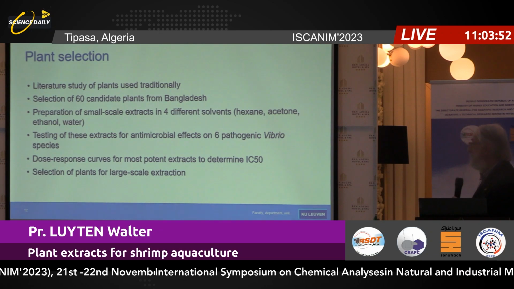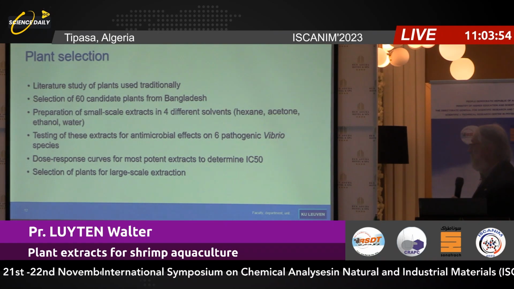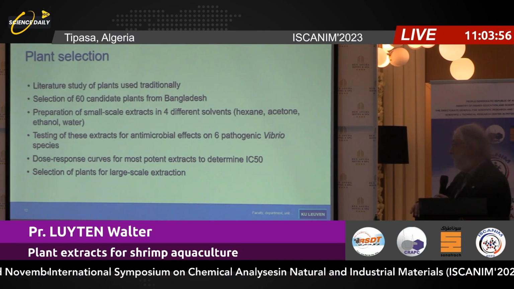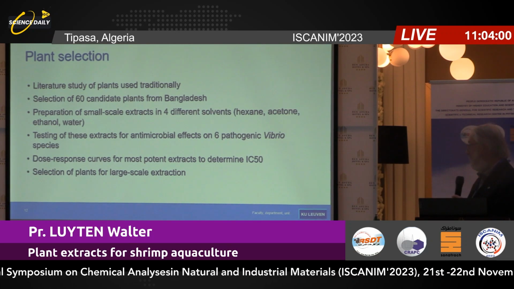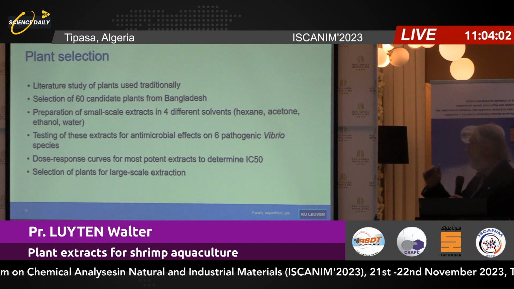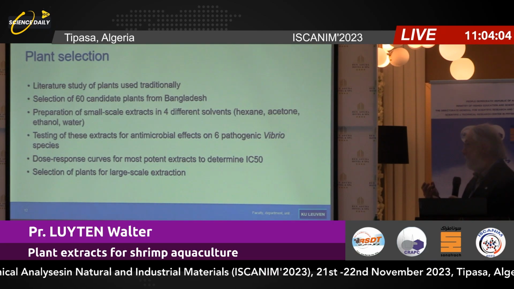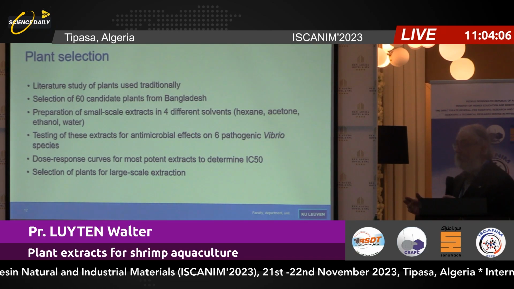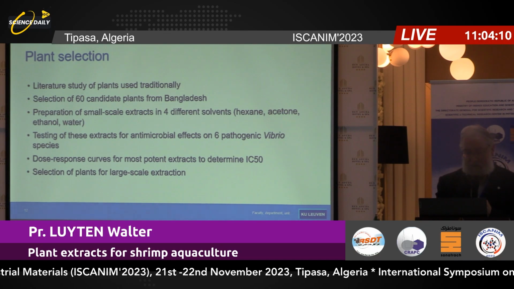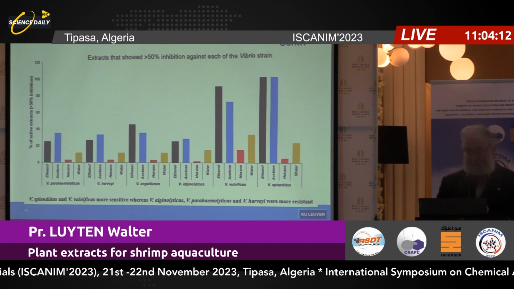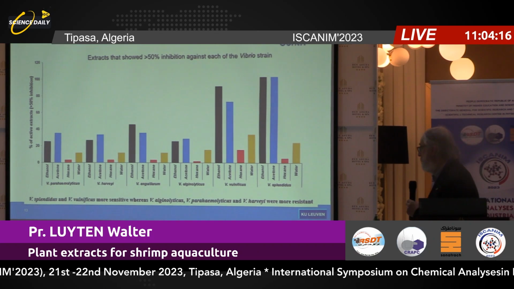their effects against 6 Vibrio species. Then we tested various doses to see where was the concentration that had 50% of maximum effect, which is a measure of the potency, and selected then the most promising plants for large-scale extractions. Here you see some of the results.